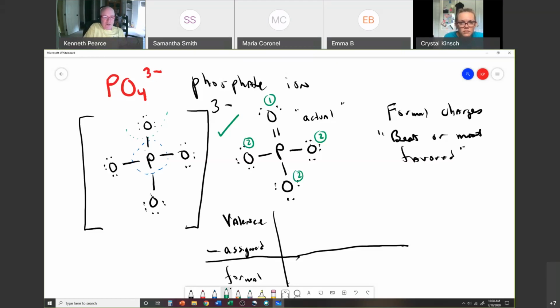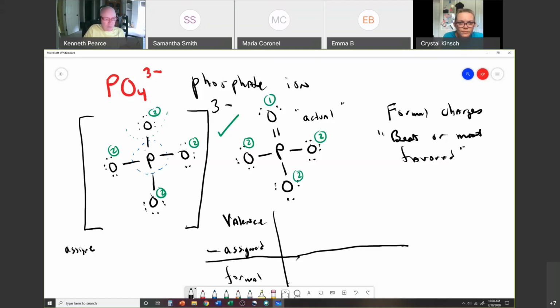And let's do this over here too as well. We'll call this 2, 2, 2, and 2, because those are single bonded oxygens. And we'll say this is phosphorus over there. So we're going to do the same for both, all right? And we're going to compare the two. And then I'm going to show you what I mean by one is more favored over the other.